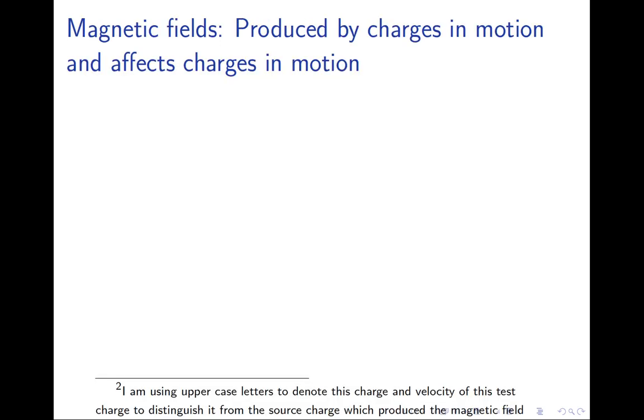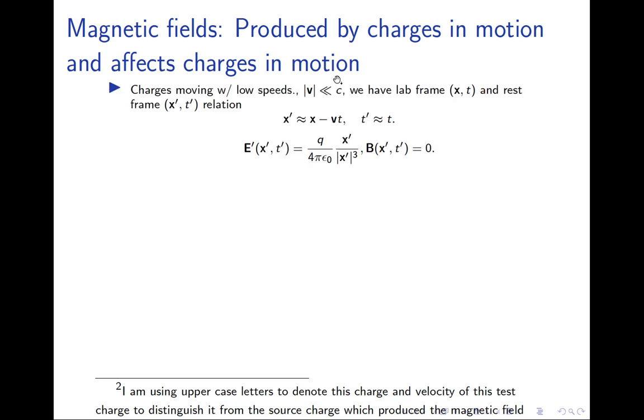But before that, we want to look at magnetic fields produced by charges in motion. So here, if you look at the title, it says magnetic fields: these are produced by charges in motion, and they affect other charges in motion also. So what am I talking about? Let's consider charges which are moving at low, let's say uniform, speeds, with a velocity v, and the magnitude of the velocity is much less than the speed of light. This is what I mean by low speed.